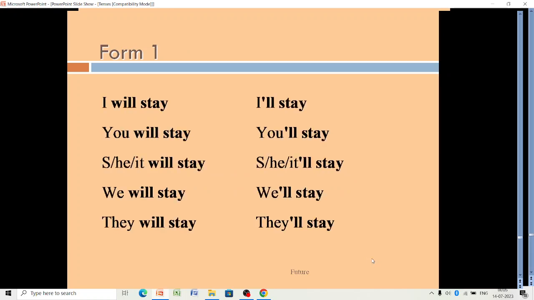And future: will plus the first form of the verb. Will indicates the future. Stay indicates the action. So I'll stay, you will stay, he, it will stay, we will stay, they will stay. Based on the requirement of the action, you can use the same form to express something in simple future.